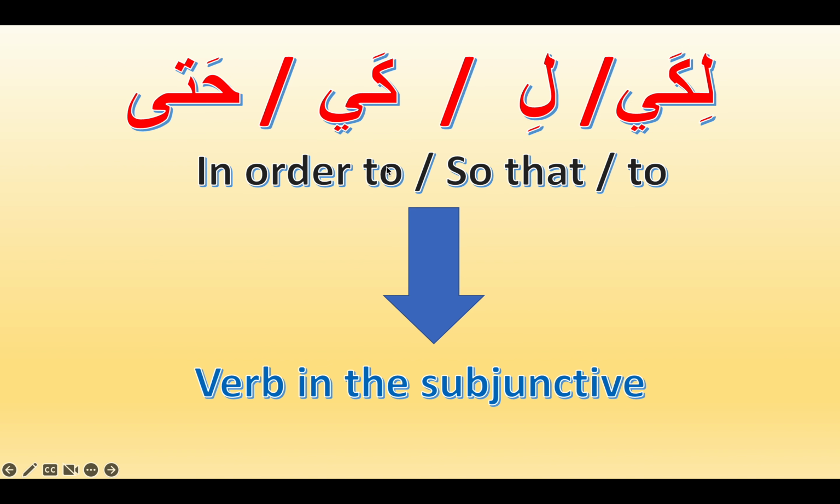So in English, we have many ways to express in order to. We can also say so that or even to. In Arabic, it's the same. We can use likay, li, kay, or hatta. There are other ways as well, but we're going to use these four for today. And when you place them before a verb, the verb is in the subjunctive.